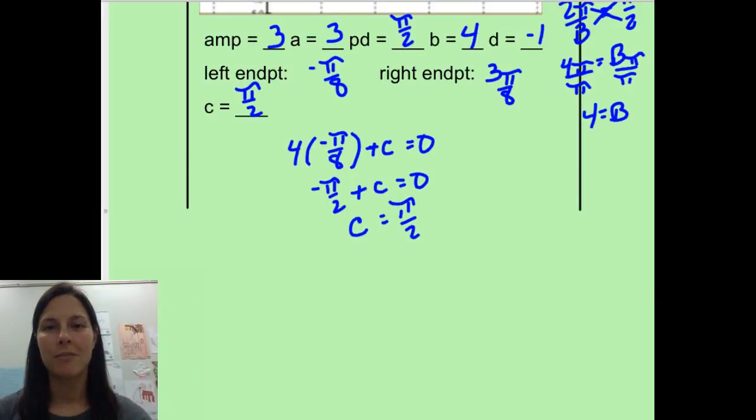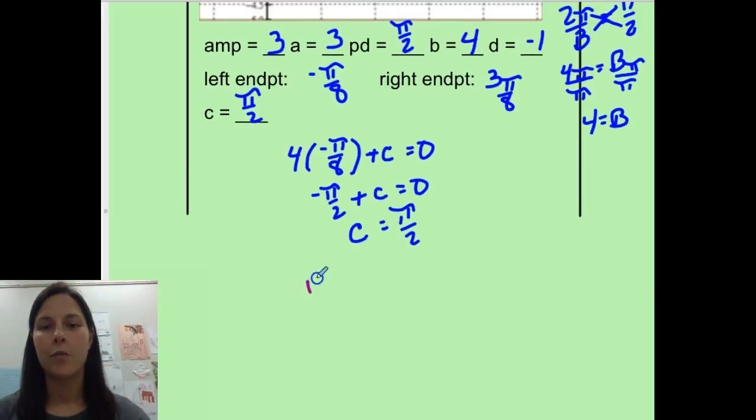Putting all of that together in my cosine function, I have y equals, the a value is 3 times the cosine of b value times x plus the pi over 2 that we solved for c, minus our d value of 1.